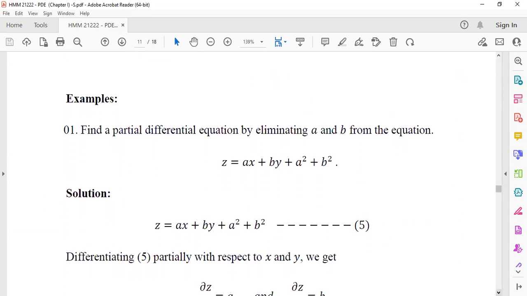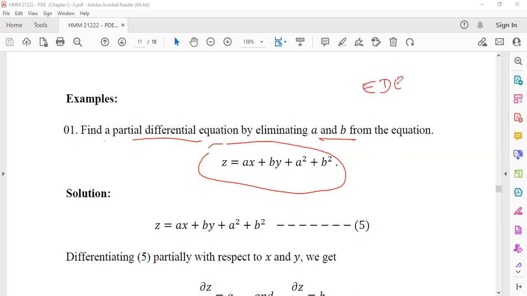Please write down the question. Okay, this is our question. What they are saying is find the partial differential equation by eliminating a and b from the equation. Like in the ED course, don't worry about it. Everything is the same. If you are good at it, it will be very easy. So I'll show you the solution also.